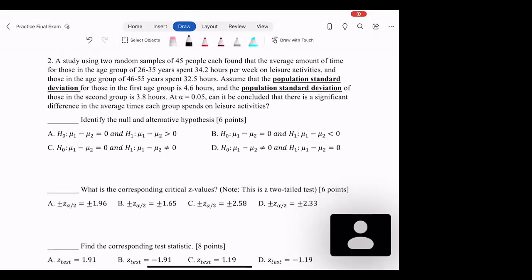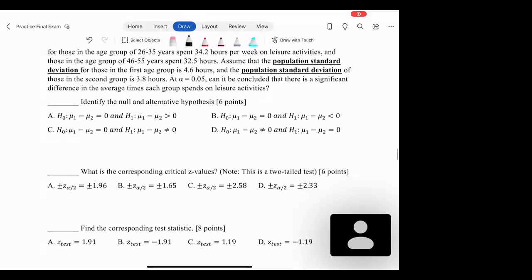A study using 2 random samples of 45 people each found that the average amount of time for those in the age group of 26 to 35 spent 34.2 hours per week on leisure activities, and those in the age group of 46 to 55 spent 32.5 hours. Assume the population standard deviation for the first age group is 4.6, and for the second age group is 3.8. At alpha 0.05, can it be concluded there is a significant difference in the average times each group spends on leisure activities? What is the null and the alternative? C is correct.